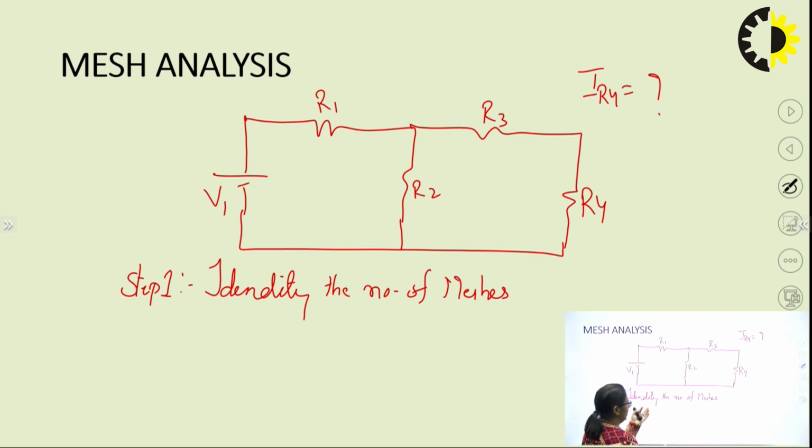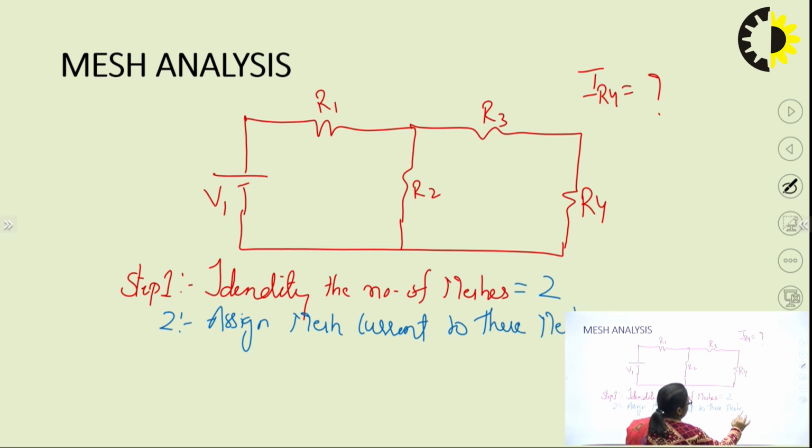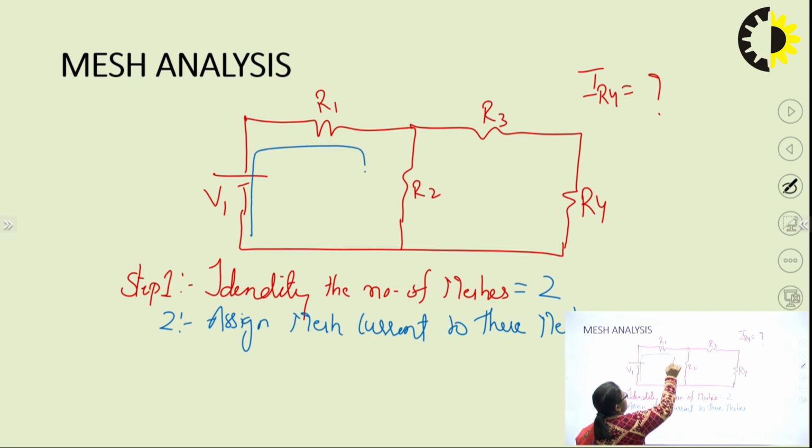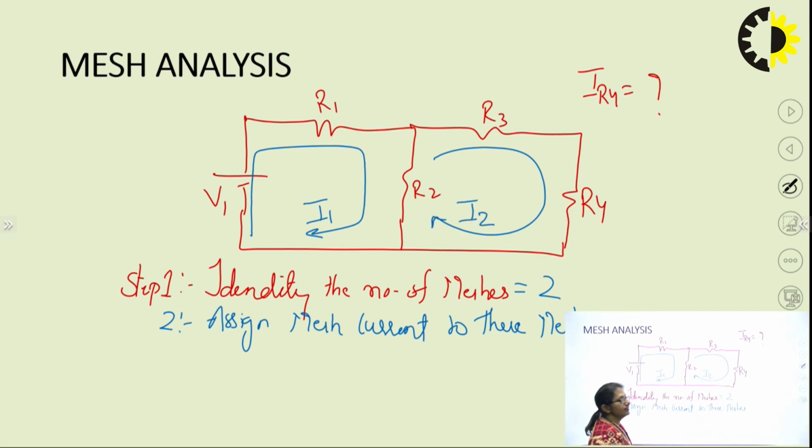The second step: I have identified the number of meshes, that is 2. Step 2, assign mesh currents to these meshes. I have found out that I am having 2 meshes. One is the closed path, this. So, this is mesh 1. I am assigning the current as I1, clockwise is the direction. Another one is the closed mesh, this. I am assigning it the current as I2.